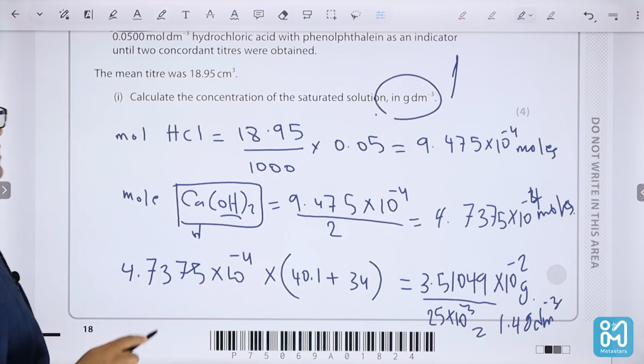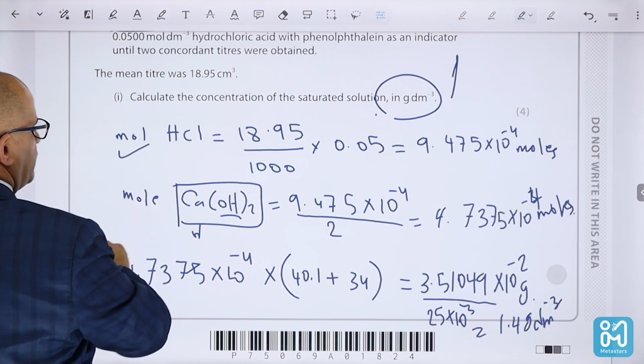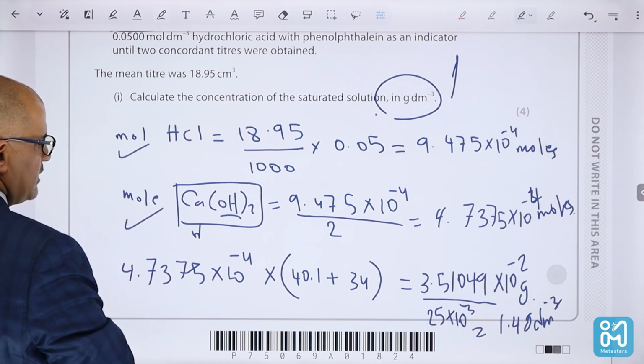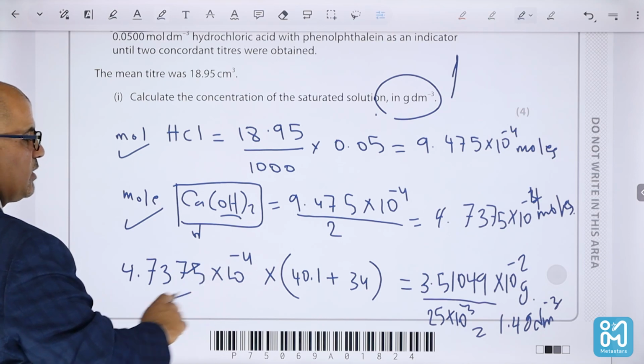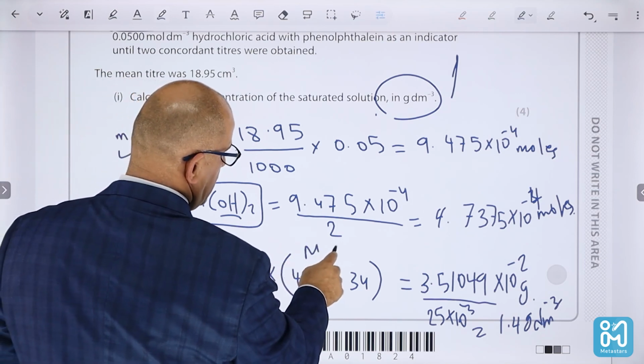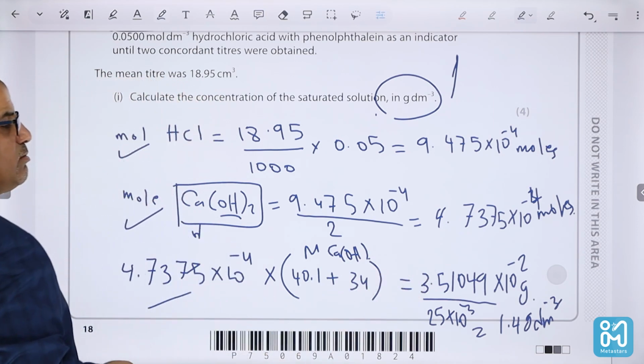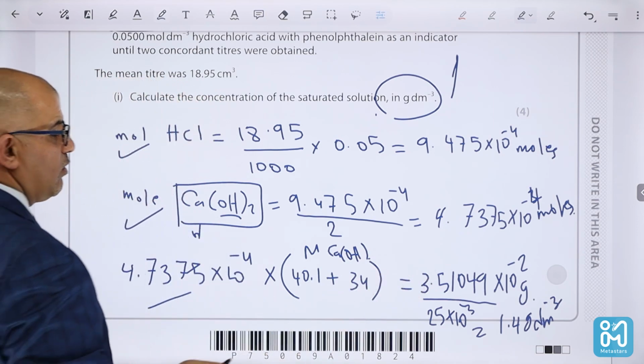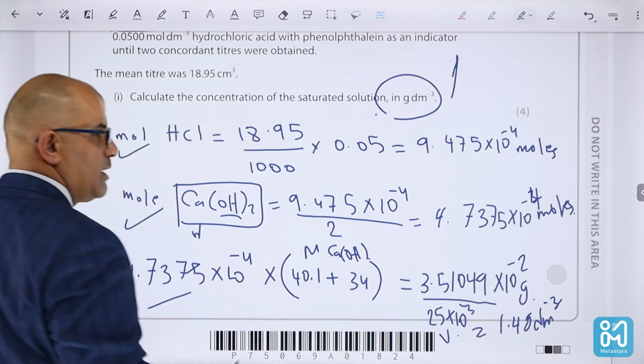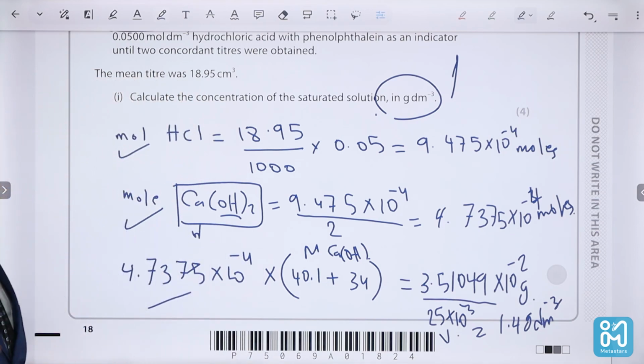So let me repeat the steps. From the moles of HCl, by the molar ratio, we find the calcium hydroxide moles. Then we multiply it by the molar mass of calcium hydroxide. And then we divide it over the volume which is used in the equation.